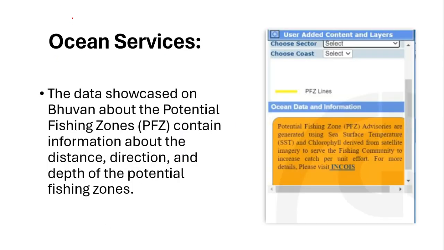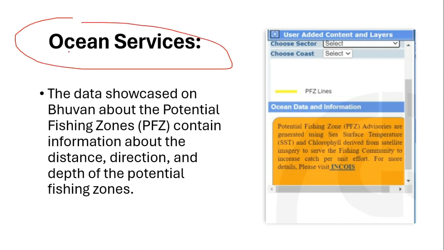Then Bhuvan also provides us the ocean services. Within the ocean services, we get data about the potential fishing zones. It contains information about distance, direction and depth of the potential fishing zones. These potential fishing zones are generated using sea surface temperature and chlorophyll derived data from satellite imagery. With the help of these data sets, we create the potential fishing zones that will be helpful for the fishing community.